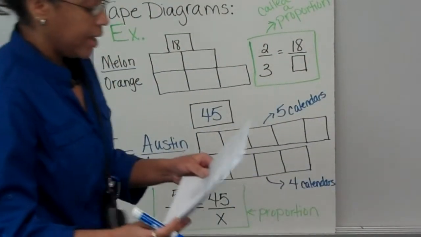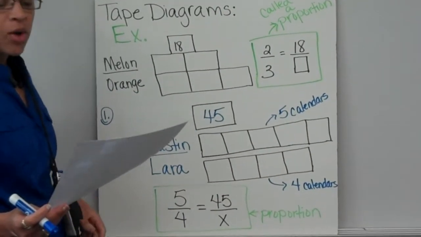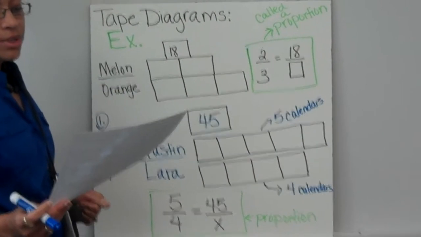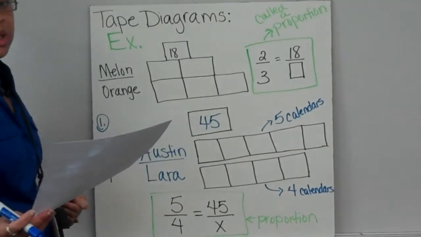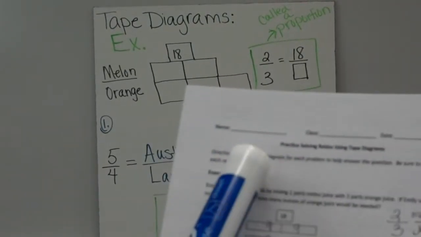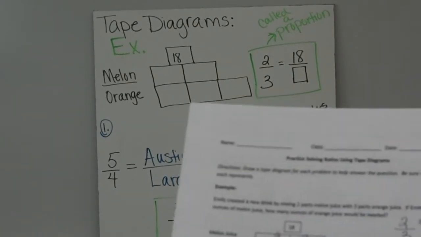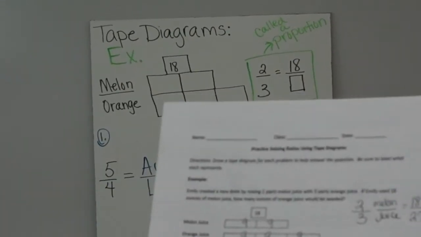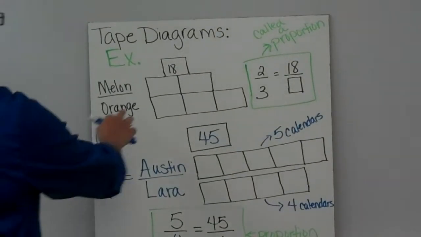So in the first example on your homework, it says that Emily created a new drink by mixing 2 parts melon juice with 3 parts orange juice. If Emily used 18 ounces of melon juice, how many ounces of orange juice would be needed? And this is a sheet that you have that I'm referencing right here, the one about practicing solving ratios using tape diagrams. You were given this in class. So this is the sheet that I'm using, and I'm doing the example on that page. So this is the example.